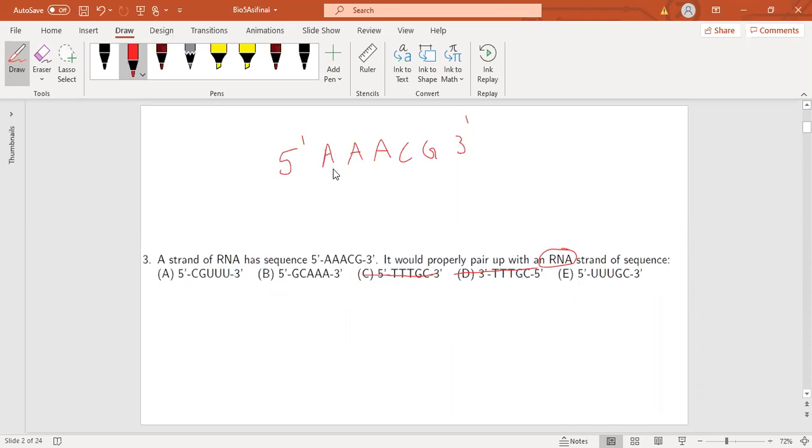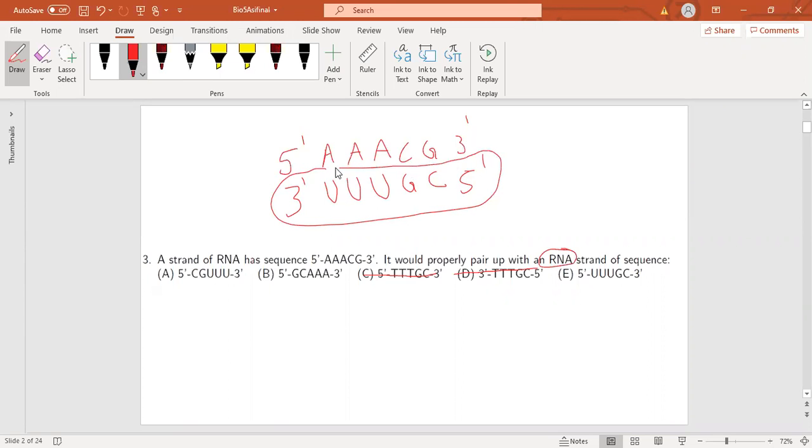Next, we'd want to match up a complementary sequence to what we have here. So you know that DNA is anti-parallel. So if this is 5', then its opposite end would be 3'. Since this is 3', this end would be 5'. And we'd fill in the complementary sequence. So since this is adenine, in RNA, the complement would be uracil. So U, U, U, C goes to G, and G goes to C. So as we can see, this would be our answer choice.